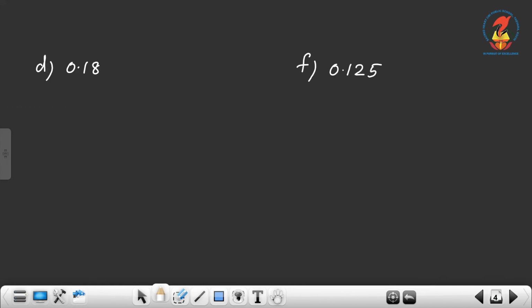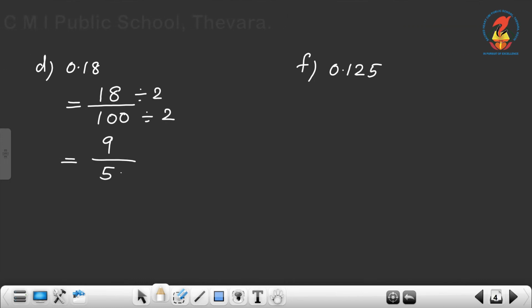Now next, 0.18. So 0.18 means it is 18 by, number of decimal places is 2, therefore 18 by 100. So that is the corresponding decimal fraction. Now reduce to the lowest form, 18 by 100, we can divide both numerator and denominator by 2. 2 nines are 18, then 100 divided by 2 is 50. So 9 and 50, there is no common factor. Therefore, the answer is 9 by 50.